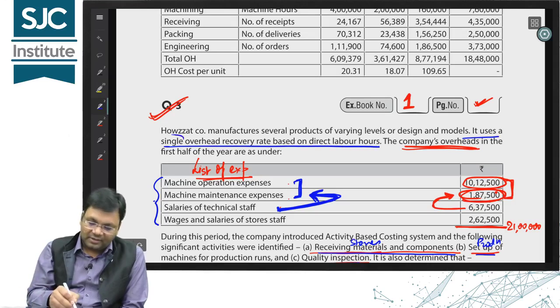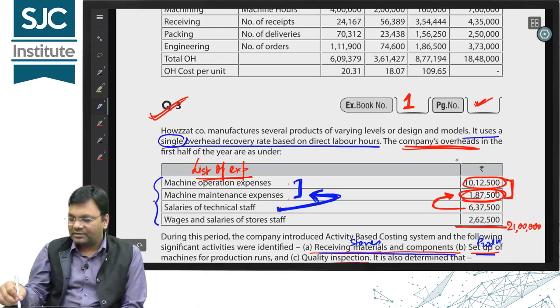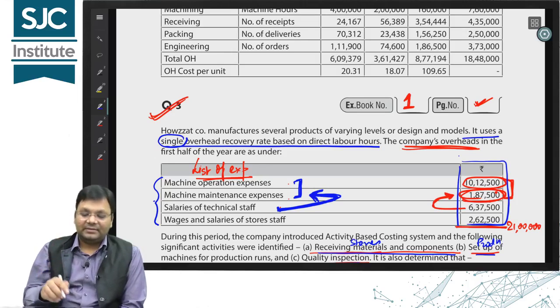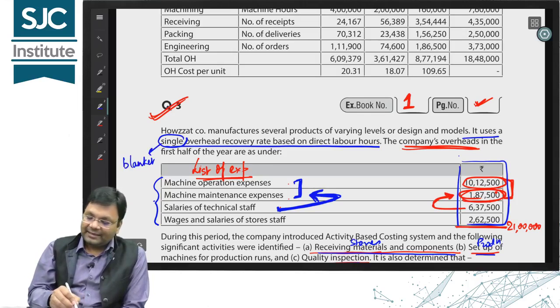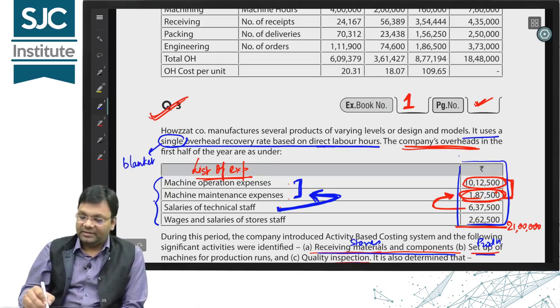Single means only one department. That's why this cost has not been broken up into multiple departments. There is only one department which must be having all the cost. Single means blanket rate. So this is a blanket recovery rate being followed based on direct labor hours.